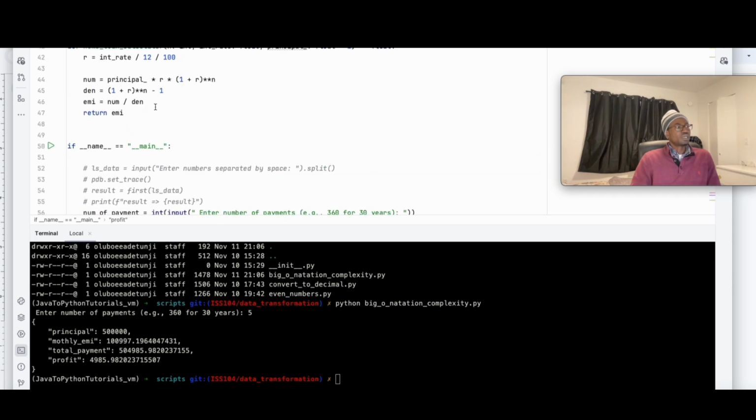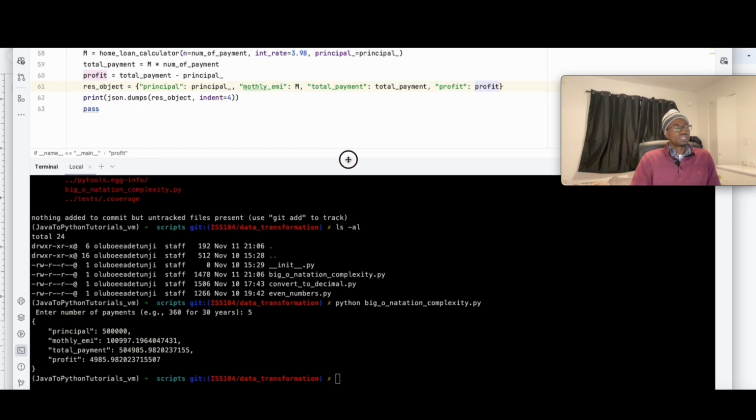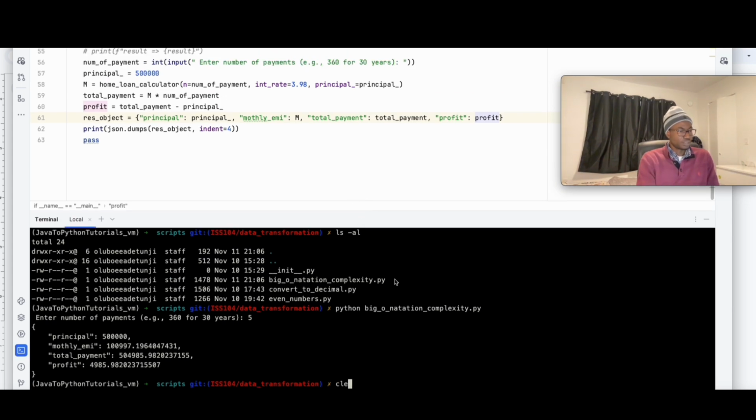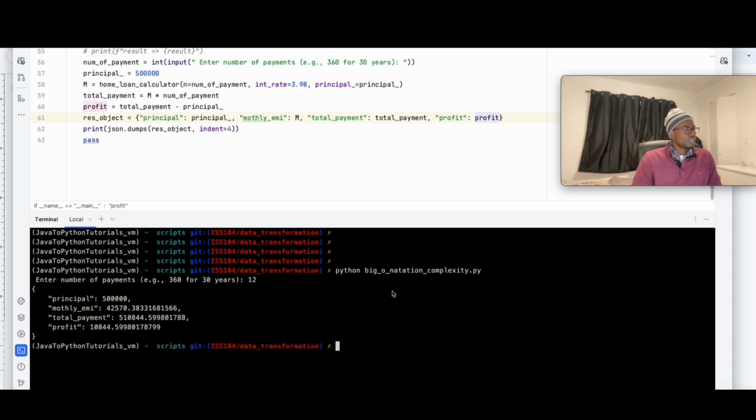So just look at the formula again. I'm going to pass the rate and then the amount, 500,000. But I'm going to vary the N, which is the number of times. So let me just clear this place. So here it is now. I'm just going to run the script here. You can see, enter the number of payments. Let's start with 1 year, so I'm going to enter 12 months. I will enter 12. And then you see, it's giving me that the principal is 500,000 Canadian dollars.